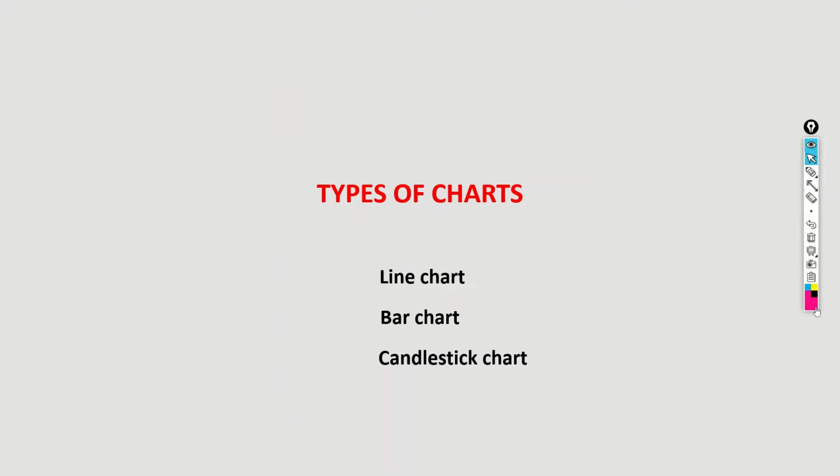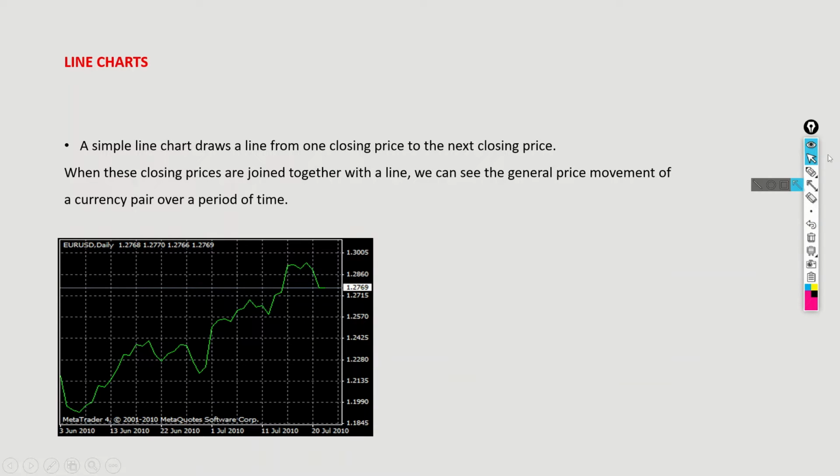So in this lesson 12, we are going to be looking at types of charts. We shall look at the line chart, the bar chart, and the candlestick chart. So we are starting off with the line chart.